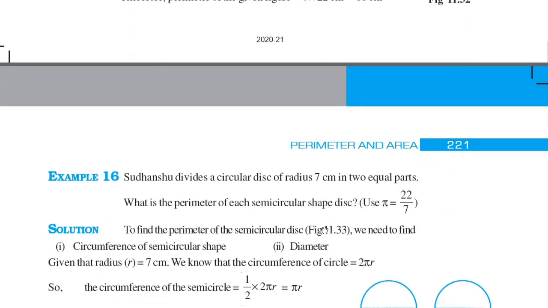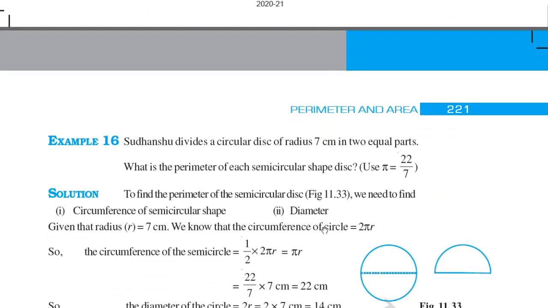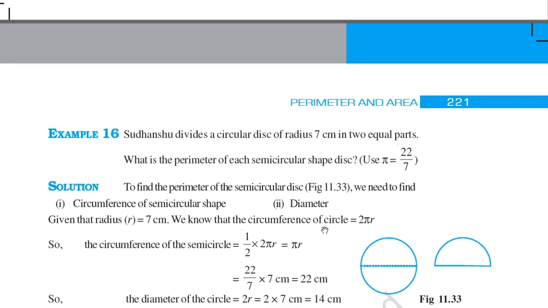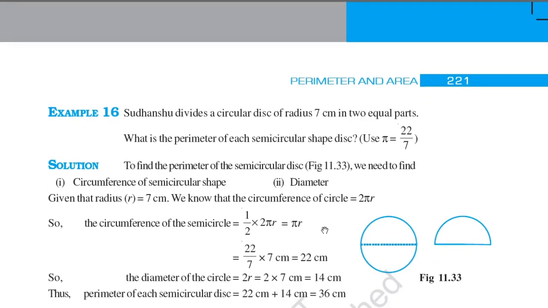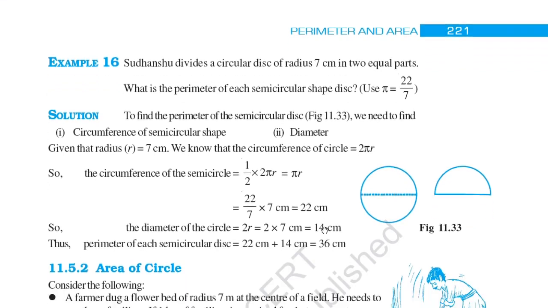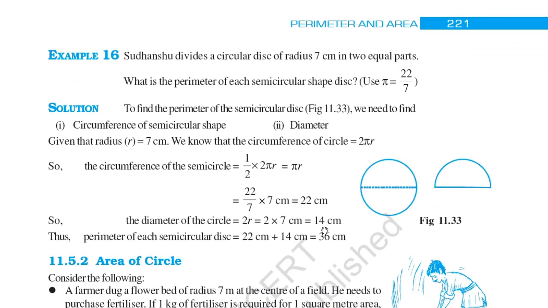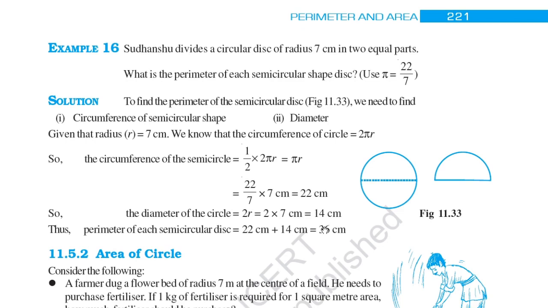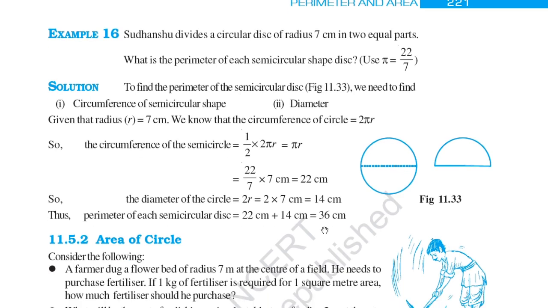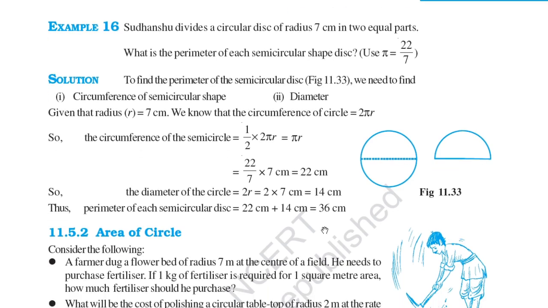Example 16. Sudhanshu divides a circular disc of radius 7 centimeter into 2 equal parts. What is the perimeter of each semicircle shaped disc? Use pi is equal to 22 by 7. Solution: to find the perimeter of the semicircular disc, we need to find the circumference of the shape and the diameter. Given is the radius 7 centimeter, and we know that the circumference is 2 pi r. So we will use the formula. The circumference of the semicircle is 1 by 2 into 2 pi r, so pi r, because it is a semicircle, we are using half. Now 22 by 7 into 7 is equal to 22. The diameter of the circle is 2r. So 2 into 7 is equal to 14 centimeter.